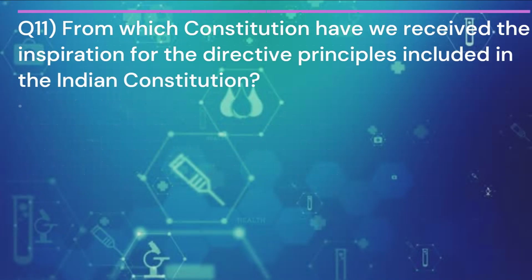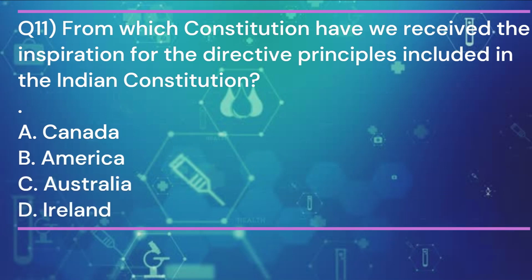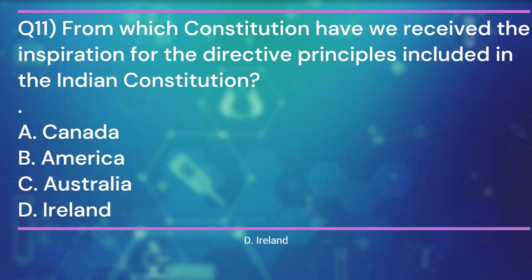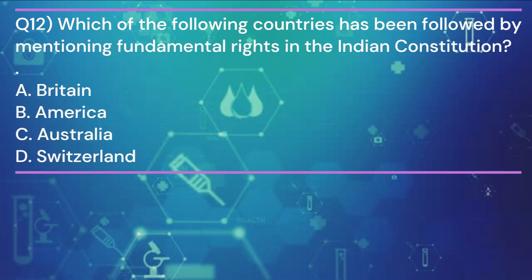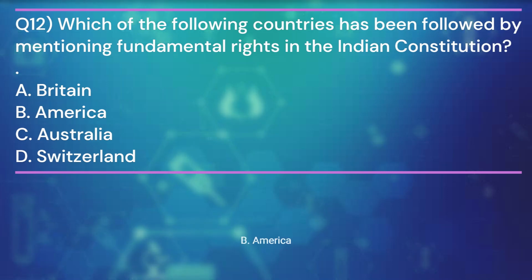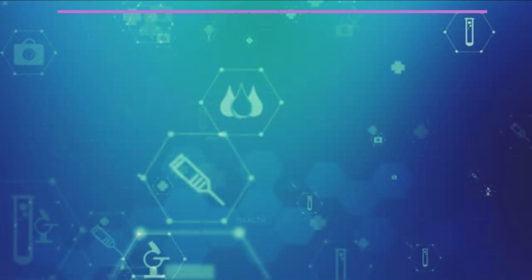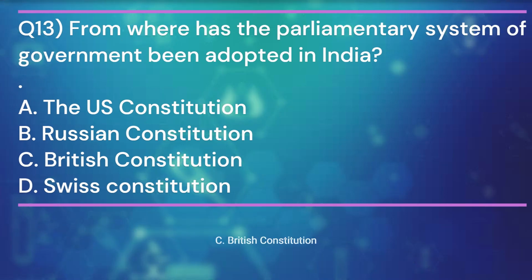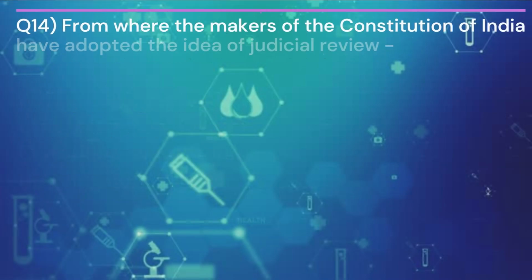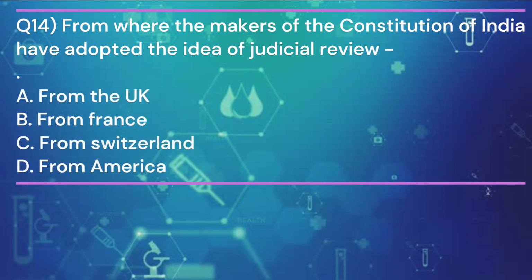Question 11. From which constitution have we received the inspiration for the directive principles included in the Indian Constitution? And the answer is D. Ireland. Question 12. Which of the following countries has been followed by mentioning fundamental rights in the Indian Constitution? And the answer is B. America. Question 13. From where has the parliamentary system of government been adopted in India? And the answer is C. British Constitution.